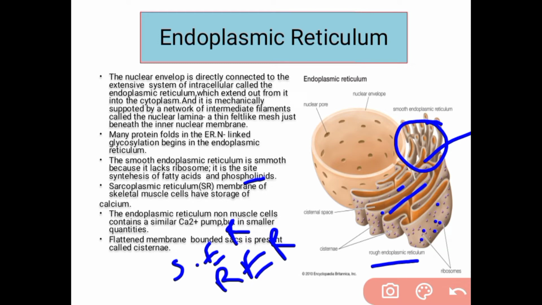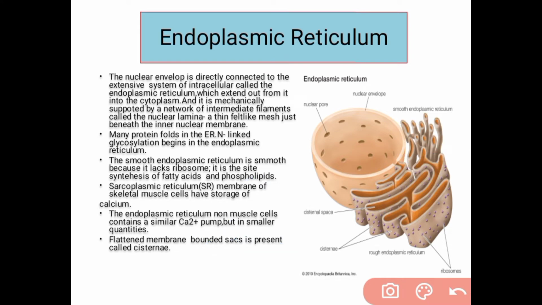Here ribosomes are present, and the endoplasmic reticulum of non-muscle cells contains similar calcium pumps but in smaller quantities. Flattened membrane-bound sacs are present, called cisternae. It is a flattened structure called cisternae.